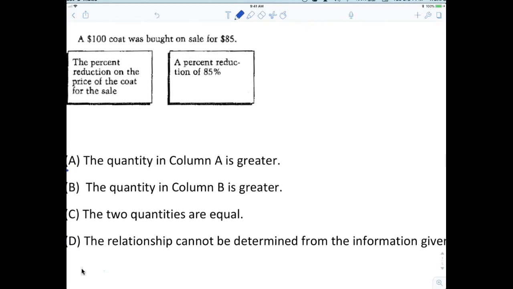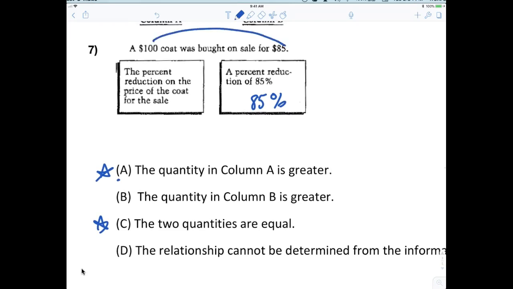So right here, this represents 85%. Does everybody agree with that? So if you have an 85% reduction and you're comparing it to this percent, if you went from 100 to 85, it would be 15%. That is a 15% reduction. So put that down underneath. Now, if you go from 100 to 85, you should be able to tell me that's a 15% reduction. Does everybody agree with that? Do you understand that now?